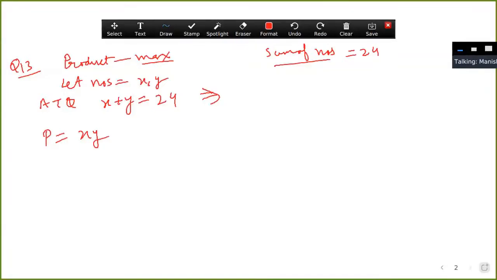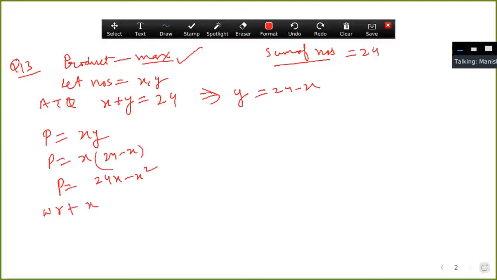And here two variables are given. Change it into one variable. So put the value of y from here: 24 minus x is the y value. Put here x into 24 minus x, the product will be equal to 24x minus x square. Now you have to maximize the product. Apply the second derivative method. First of all, apply the first derivative with respect to x. P dash is equal to 24 minus 2x, and P double dash will be equal to minus 2 here.